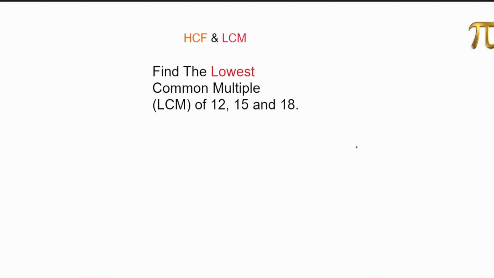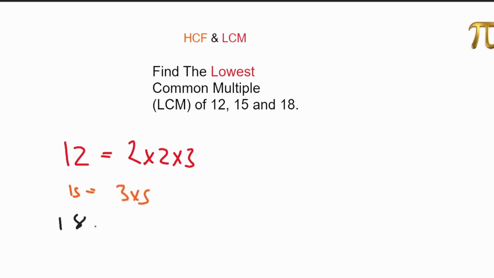So here, find the lowest common multiple of 12, 15 and 18. I'm just going to quickly express each as a product of its primes. 12 is going to be 2 times 2 times 3. 15 is going to be 3 times 5, and 18 is going to be 2 times 3 times 3. What you look at now is you can draw a Venn diagram.